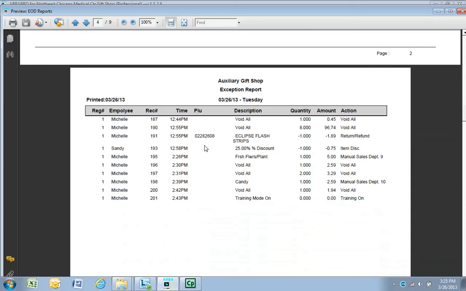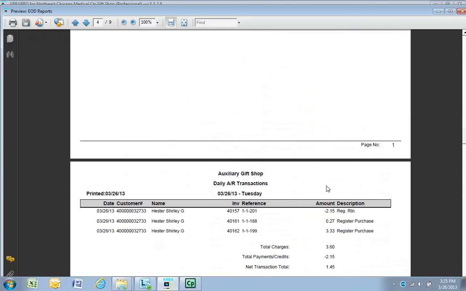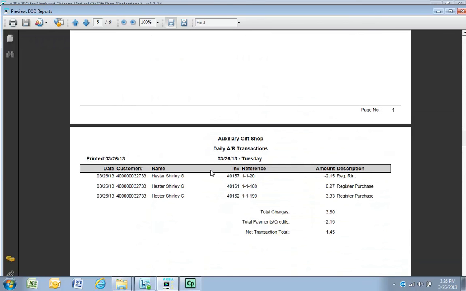Michelle had done a number of void alls, and then Sandy offered a 25% discount on one of the items that she sold, and then we can see that we had some manual sales that were not scannable. Those are the items that you always come back and question your cashier on. Training mode: an indication that we had actually gone into training mode, and then left the volunteer cashier to her own devices.